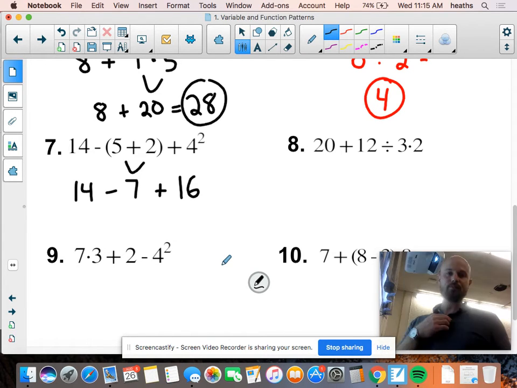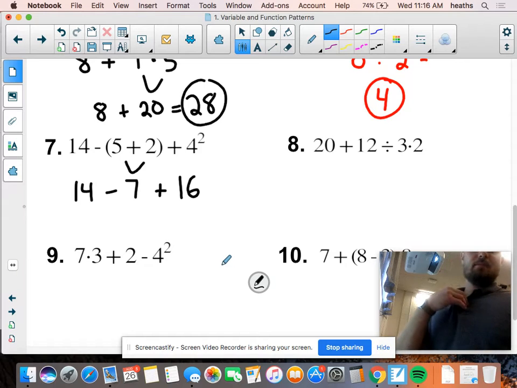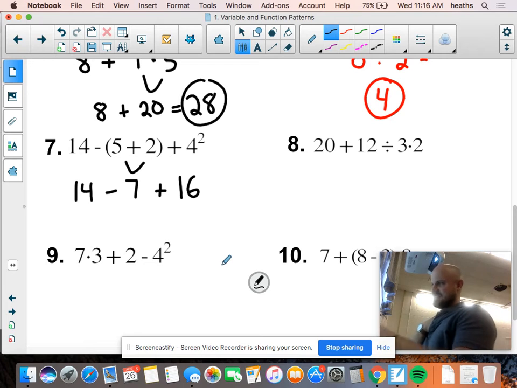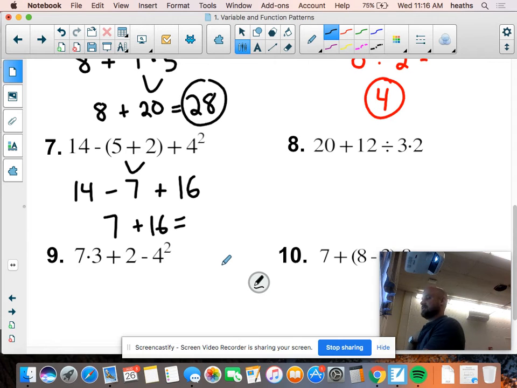14. And we have 14 minus 7 plus 16. So we're left with addition and subtraction. We don't have to do one before the other. We just go left to right. 14 minus 7 is going to give us 7, plus 16 is going to give us a final answer of 23.